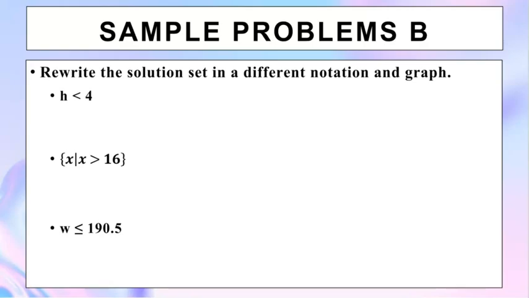So here we just have a regular inequality. We want to put this in set builder notation. So set builder notation, we have braces, and then we would have the variable h such that h is less than 4. So the only thing different is we're just putting the braces and the "such that" part.